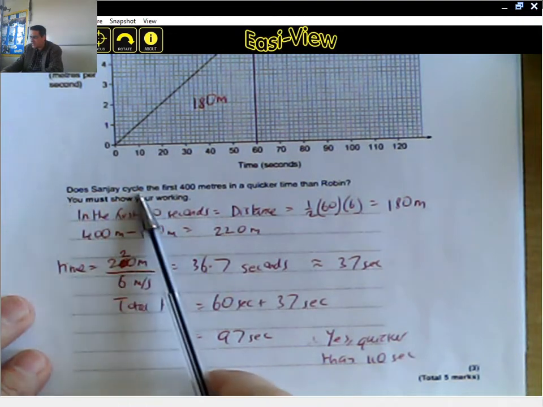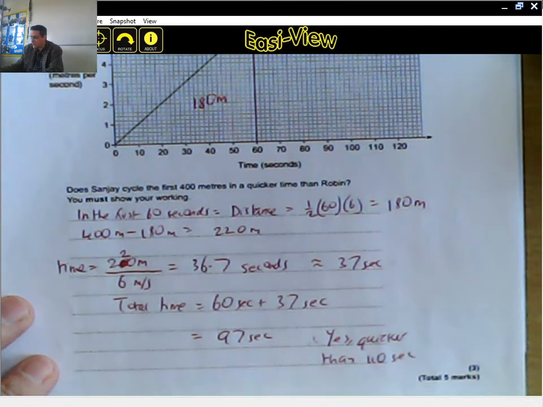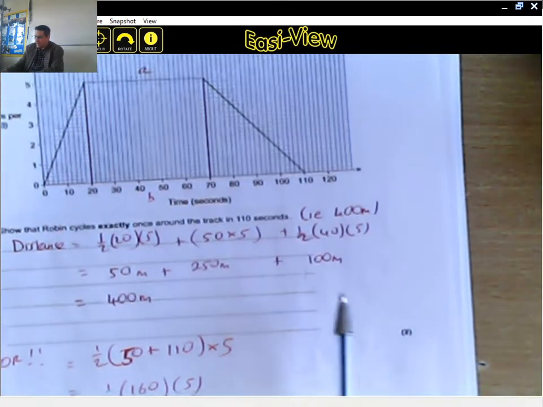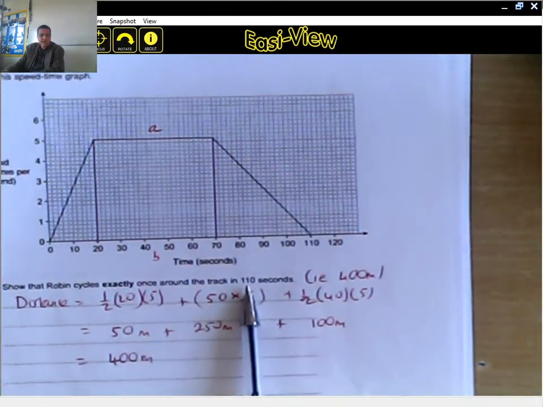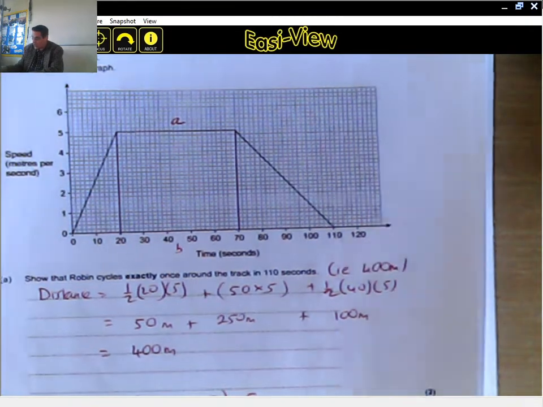Now, does Sanjay cycle the first 400 meters in a quicker time than Robin? Yes, he does. Because if we go back to the original question, we'll see that Robin actually did that track in 110 seconds. So Sanjay was a lot quicker. So Sanjay is approximately 97 seconds.